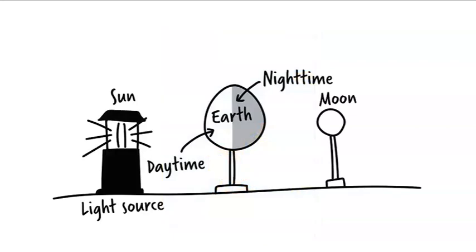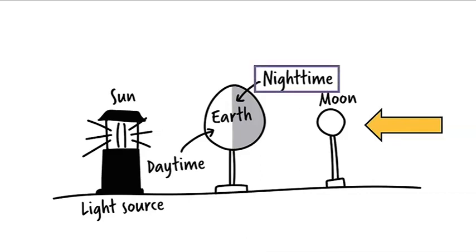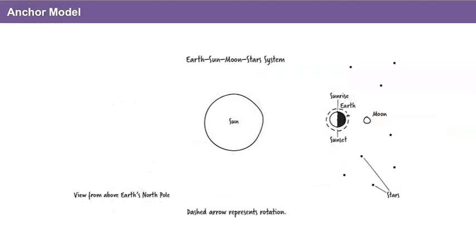Last time we developed a model showing the location of the moon. Based on our observations of the moon at night, we place the moon on the side of the Earth that is facing away from the sun to show that the moon appears in the sky during the nighttime. Our anchor model also shows the moon appearing in the sky at night.